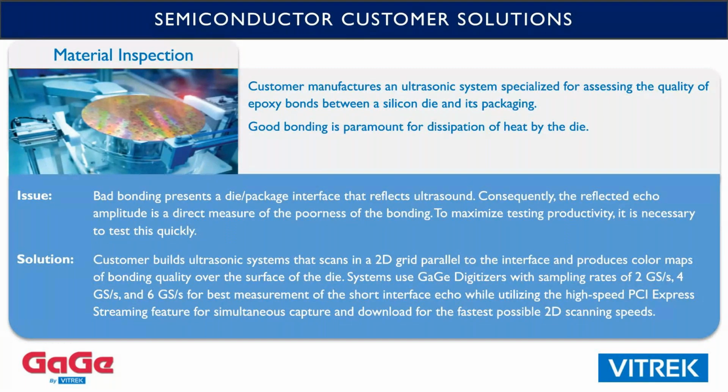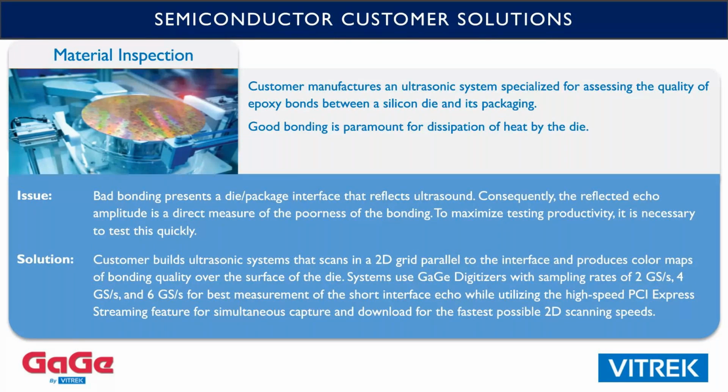So what this customer builds is an ultrasonic inspection system to assess the bonding of the silicon die to its packaging. And the way it does that is, when bonding is really good, the interface between the two components being bonded, in this case the packaging and the silicon die, isn't there, and the sound goes right through the bond.